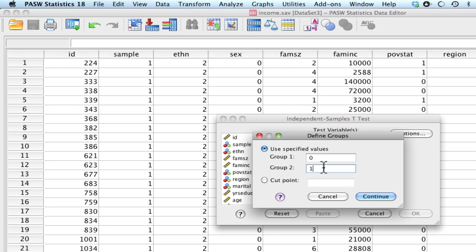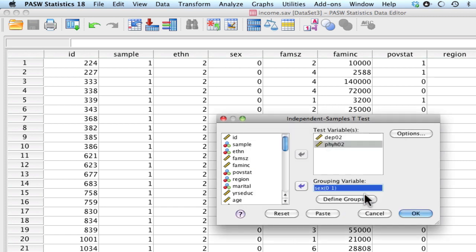It does not matter which order I put the groups in. I could have put group 1 as males, or I could have put group 2 as 0 for females. All this does is change the sign on your t-statistic because of how the t is calculated, but it doesn't change anything related to your results or conclusions. So go ahead and press continue.